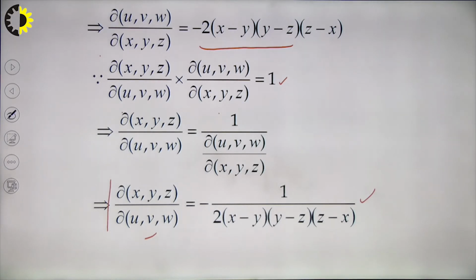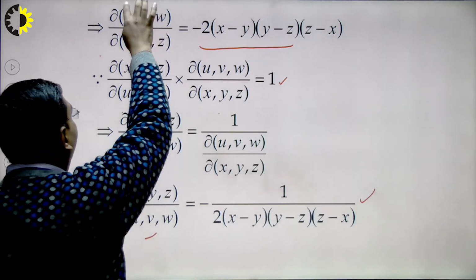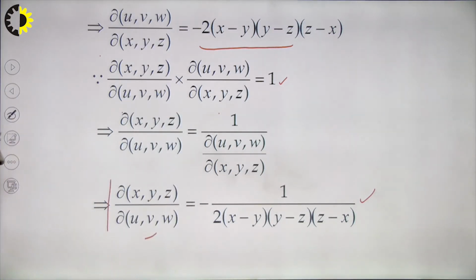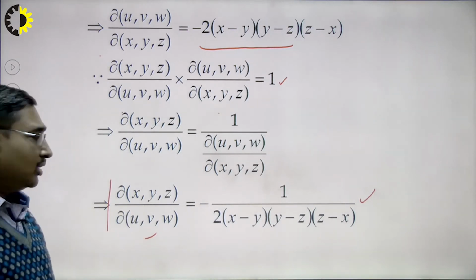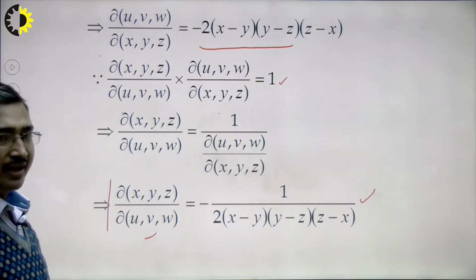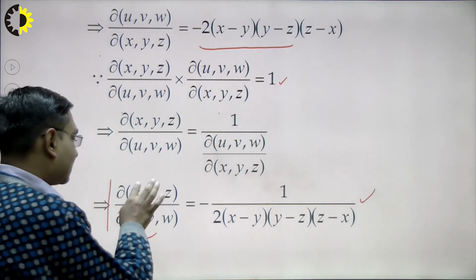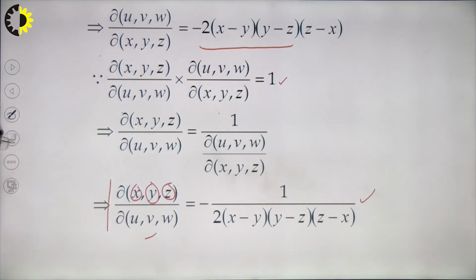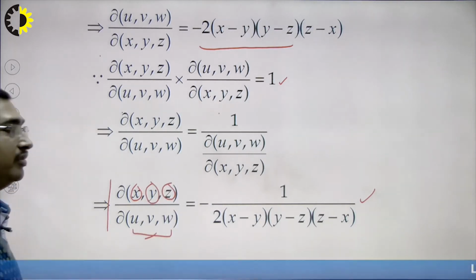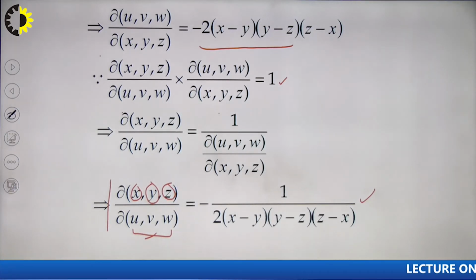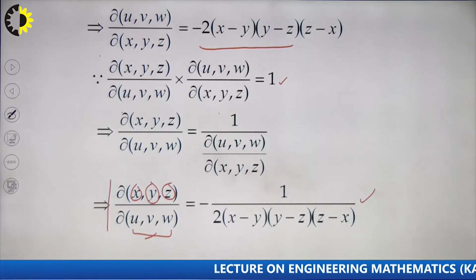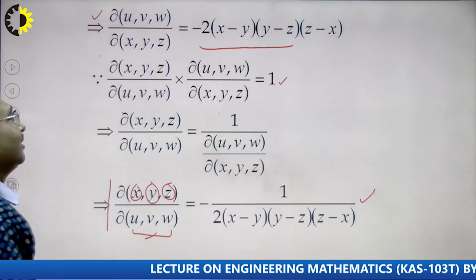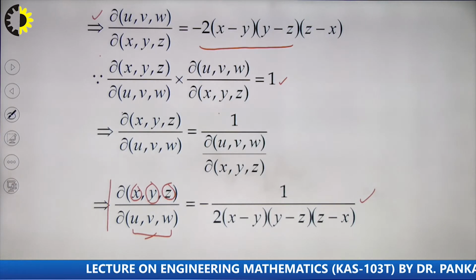What did I do? Let me sum up. The value of del x y z over del u v w, this Jacobian, was to be calculated. By the usual process, it was not possible for us to find this Jacobian because x, y and z were not expressed in terms of u, v and w. But I observed that u, v and w are expressed in terms of x, y and z explicitly, and therefore I can calculate this Jacobian del u v w over del x y z by the usual process.